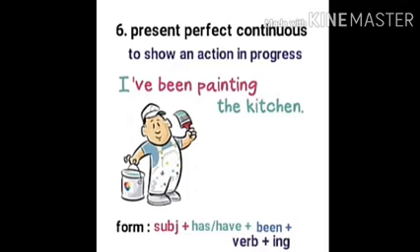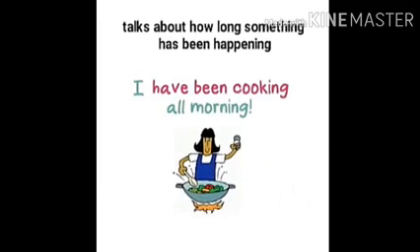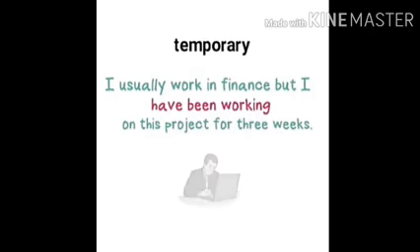The present perfect continuous also talks about how long something has been happening. So here, I've been cooking all morning. The focus is on the unfinished activity of cooking that has taken all morning. It's also used to show something is temporary. So you could say, I usually work in finance, but I've been working on this project for 3 weeks. So here, we're implying that it's a temporary situation, that your project is only for 3 weeks, and then you'll probably go back to finance.